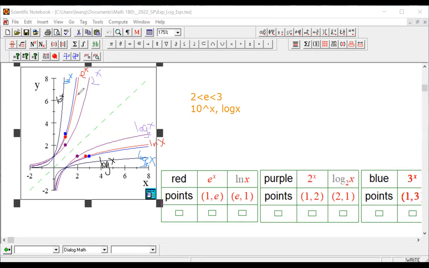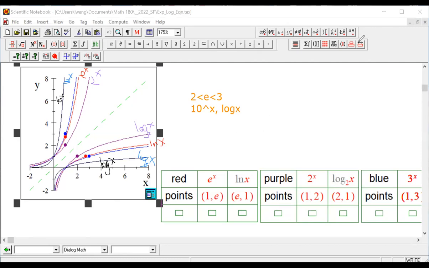If you're given 5 to the power x, where would it be? It's going to be between 3 to the power x and 10 to the power x, right? And log base 5 of x is going to be between the blue and the black. So these are the patterns we have discovered. Of course, today's lesson is about solving simple logarithm equations. In other words, we know the output and we're looking for the input.